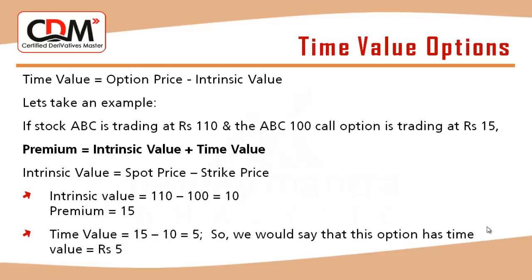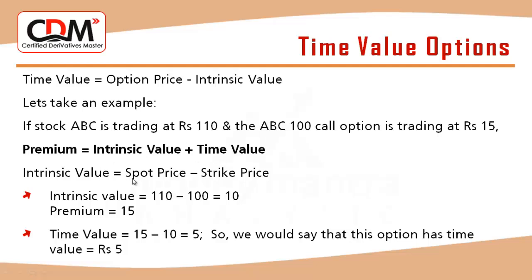Let's take an example. Suppose ABC stock price is trading at the level of 110 rupees and the ABC 100 call option is trading at the level of 15 rupees. The premium is always available to us, because for every stock we can get it from the NSE or the BSE website or from any exchange. So the premium is equal to intrinsic value plus time value. Every premium has these two components.